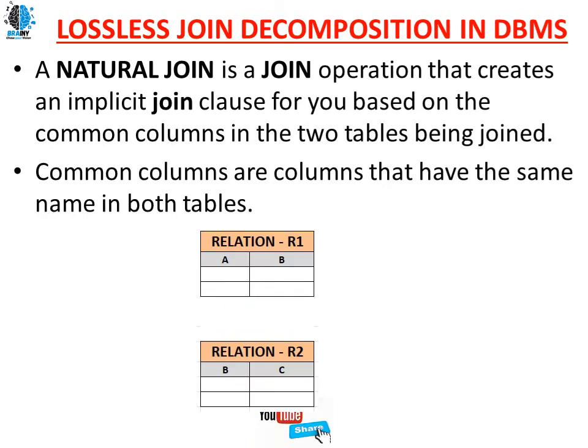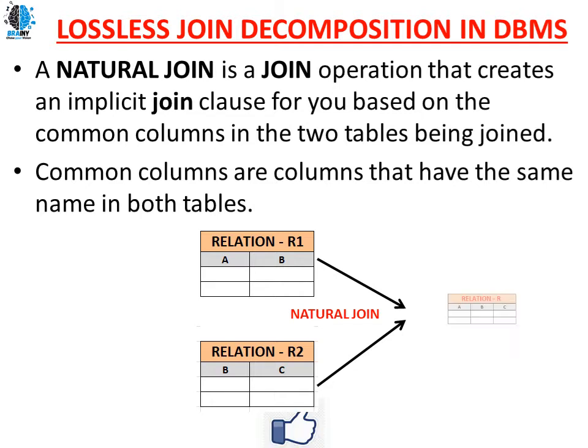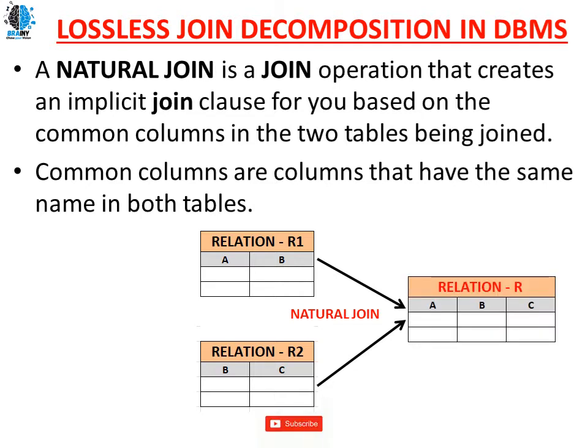In these two relations R1 and R2, you can see the common column is B. Based on the B column, I'm going to perform the join operation, a natural join. The resultant table, or the joined table, will be the relation R with attributes A, B, C. It has all the attributes from the combination of R1 and R2. So this is all about natural join.